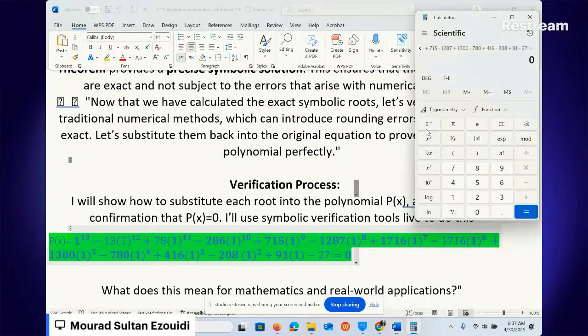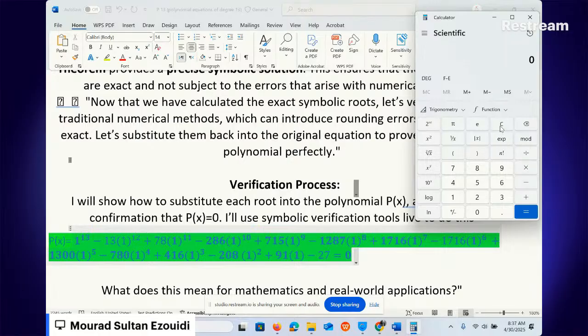So you see this one: 1 minus 13 plus 78 minus 286, then plus 715 minus 1287 plus 1716 minus 1716 plus 1300 here in the calculator, minus 780 plus 416 minus 208 plus 91 minus 27 is equal to 0, and here it is equal to 0.